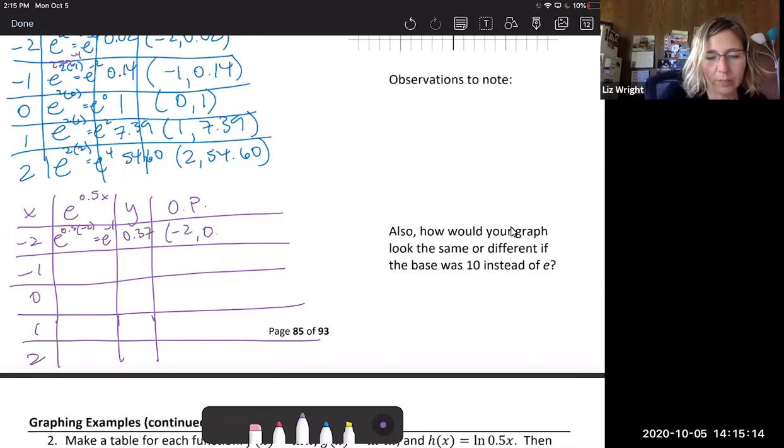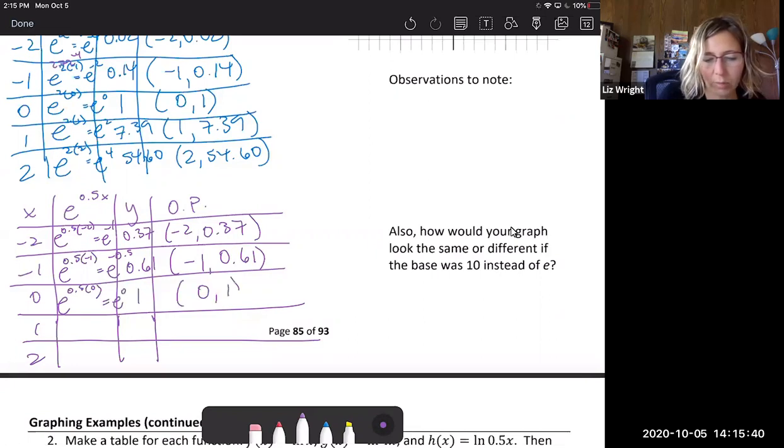So -2, 0.37. And then we've got e to the 0.5 times -1, which is going to give us e to the -0.5, so the negative half. And then we should be getting 0.61 for that. So it's going to be -1, comma 0.61. And then e to the 0.5 times 0 is going to give us e to the 0, which is 1. And it's going to give us 0, 1. And then e to the 0.5 times 1 is going to give us e to the 0.5, which is going to give us 1.65.